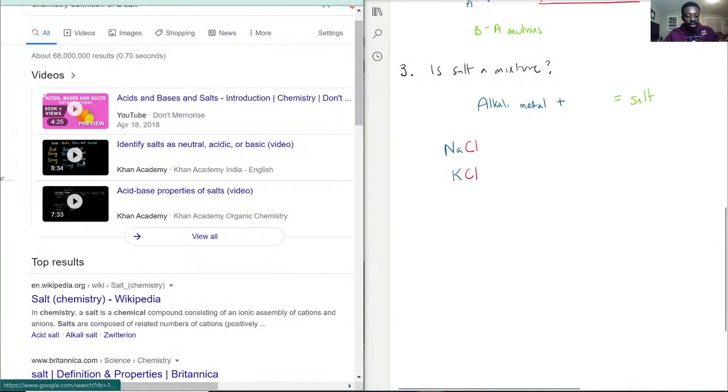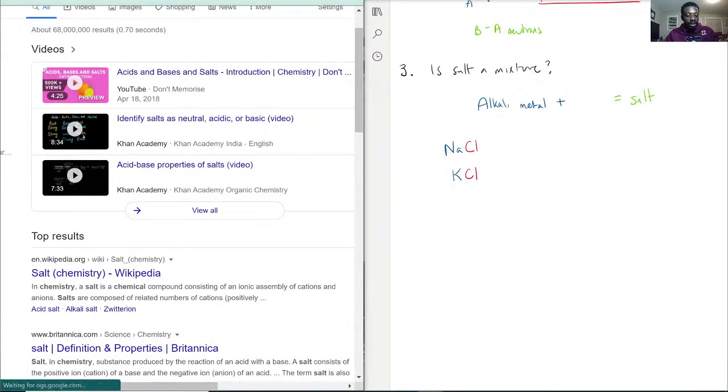An ionic assembly of cations and anions. Oh, wow. So it doesn't have to be even an alkali metal. In fact, anything really can be considered a salt. That's good information because it still works. Cation and anion, so I guess I have the last part right. So that's good. It doesn't have to be any specific type of metal. It can just be any cation.